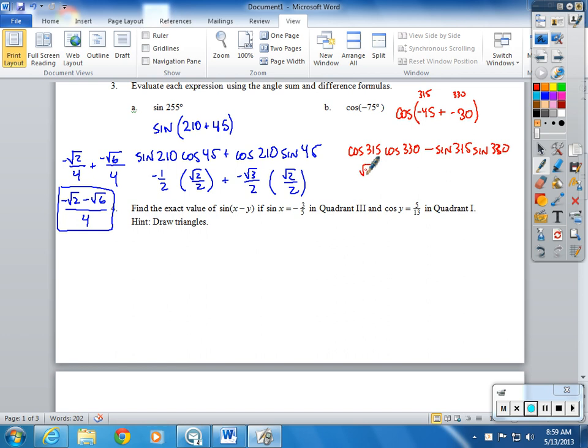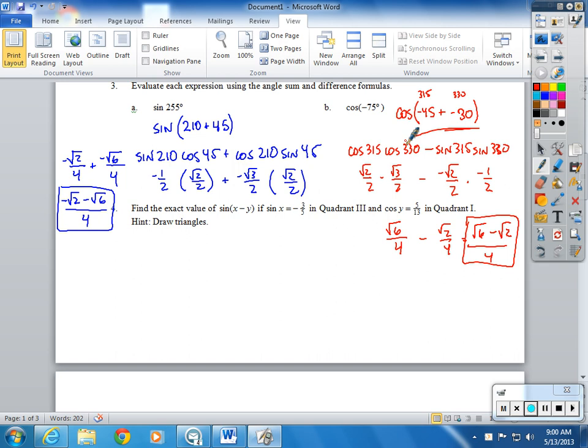So cosine of 315 is root 2 over 2. Cosine of 330 is root 3 over 2. Minus the sine of 315. These will be negative now. It's negative root 2 over 2. And the sine of 330 is going to be negative 1/2. So I end up with root 6 over 4 minus root 2 over 4. That simplifies to just root 6 minus root 2 all over 4, and that cannot be simplified any further. Obviously, there's many other ways to do this. That's the way that I chose.